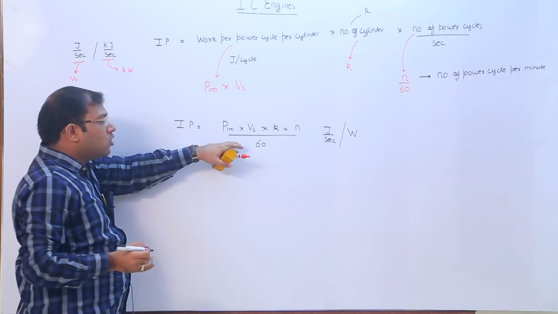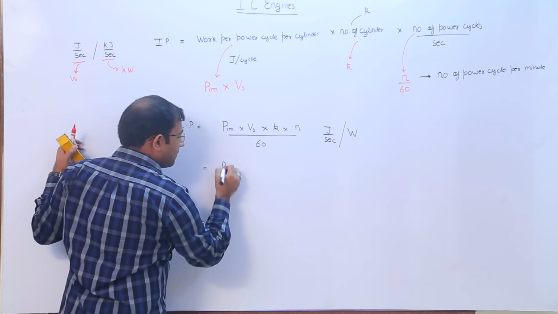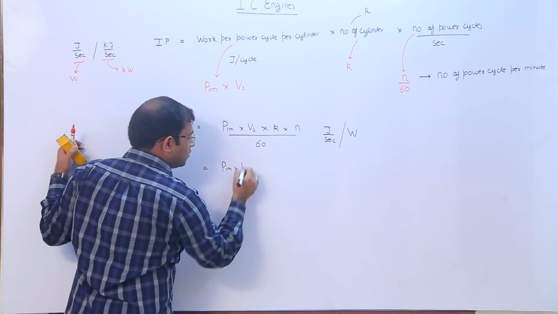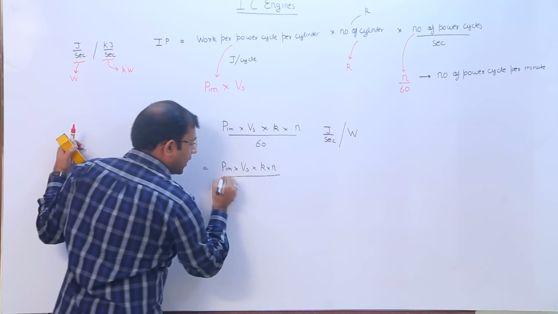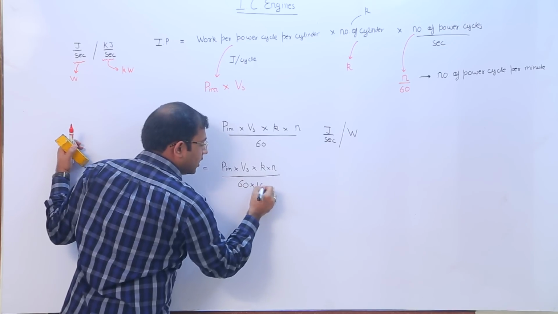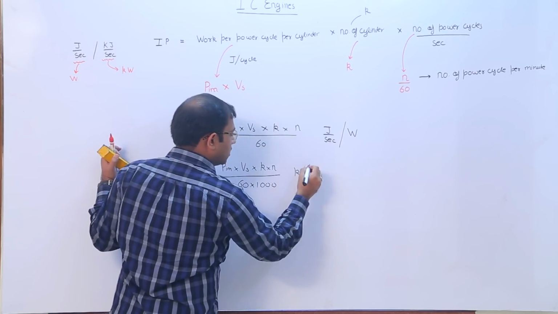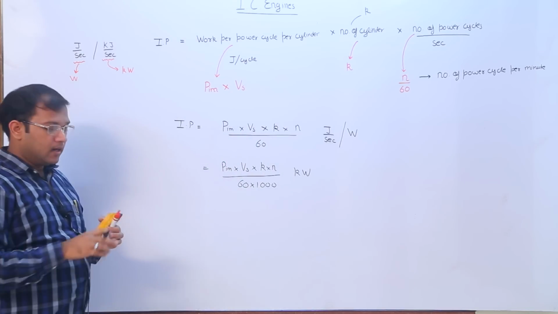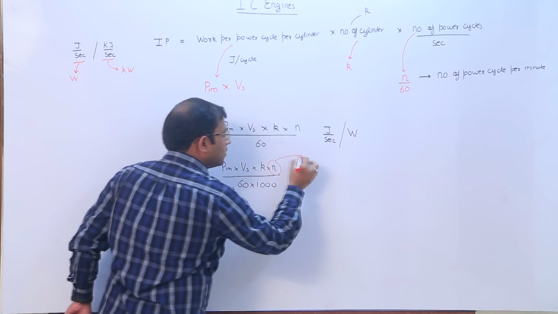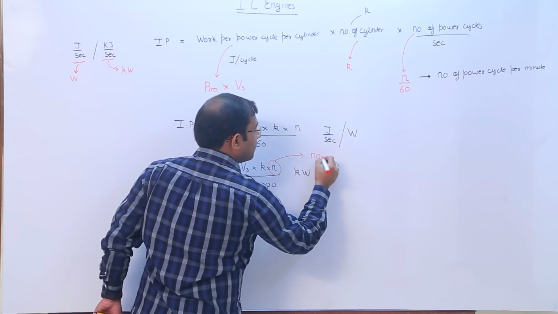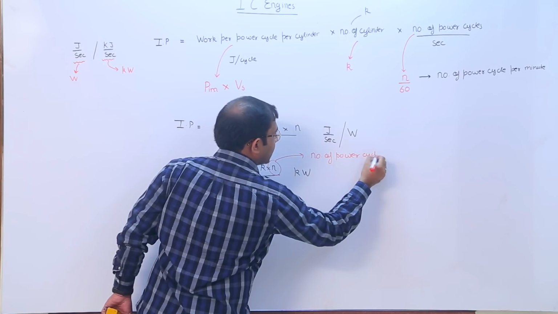However, if I want to convert it into kilowatt, it will become PIM into Vs into K into N upon 60 into 1000. So, here the units will be your kilowatt. Fine. Now, see students, I am repeatedly saying N is nothing but number of power cycles.